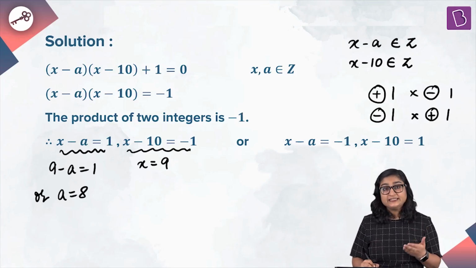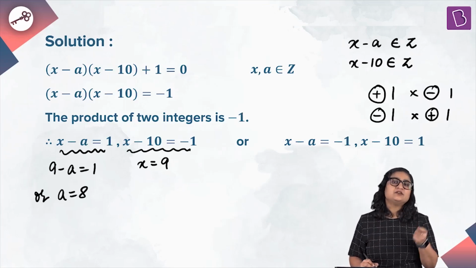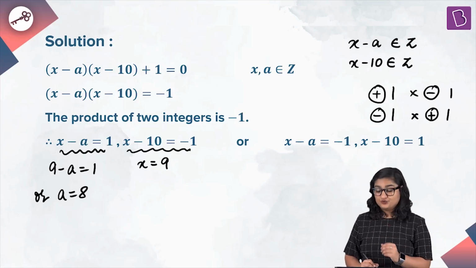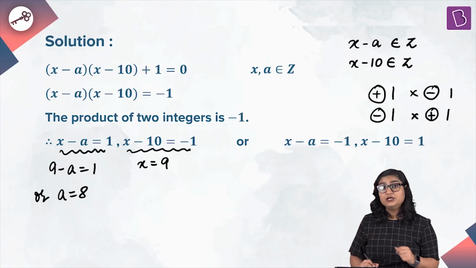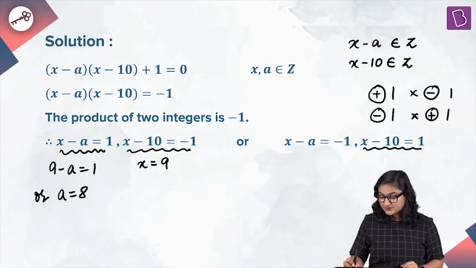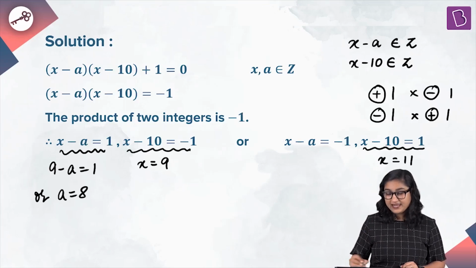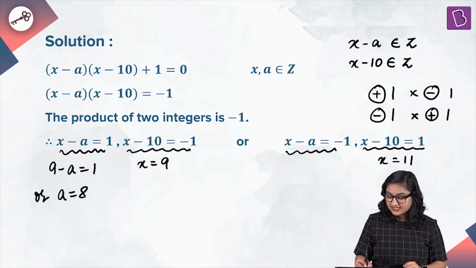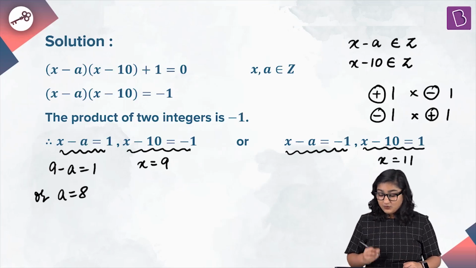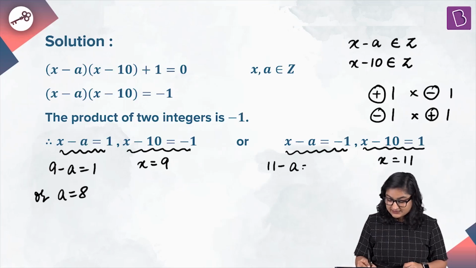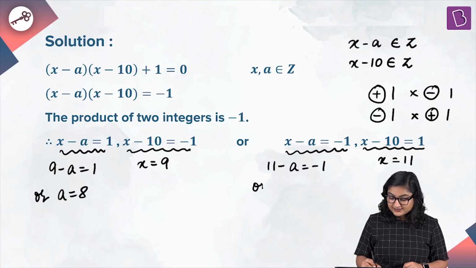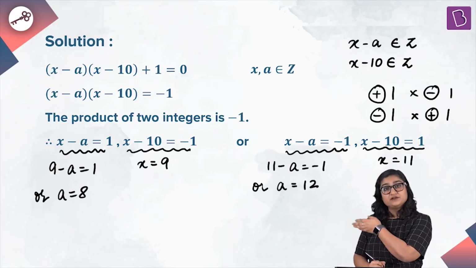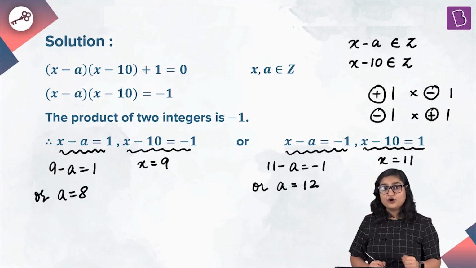Alright, so we have got integral value of x and integral value of a. Awesome. Now let's talk about case 2 where we have x minus 10 is equal to 1. If I solve for x, what I'll get is x is equal to 11, and put x is equal to 11 in the equation x minus a is equal to minus 1. What I'll get is 11 minus a is equal to minus 1, or we can say that a is equal to 12. As you can see, again, we have integral value of x and integral value of a.